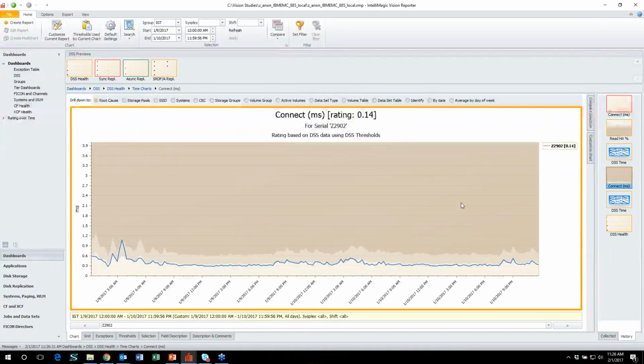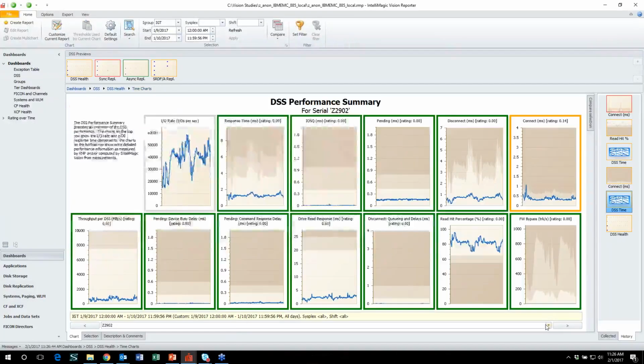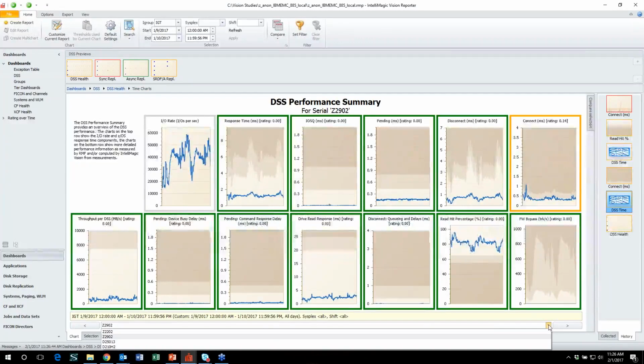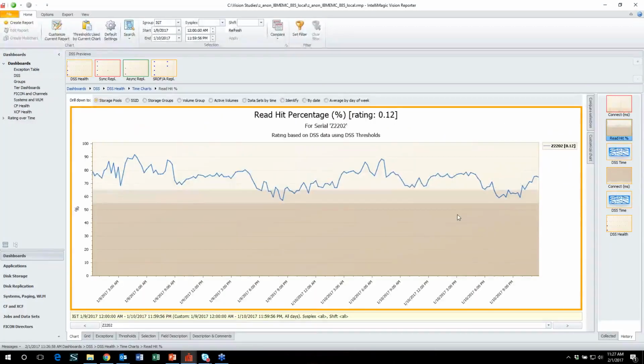Now we see the connect time graph for you. Let's just go back and look at the other multi-chart first. Actually, I'm a little out of order here. So I can go down here and I can change to a different storage system easily and get the multi-chart for that storage system. In this case, my yellow metric is read hit percentage. I'm going to bring that chart up first.